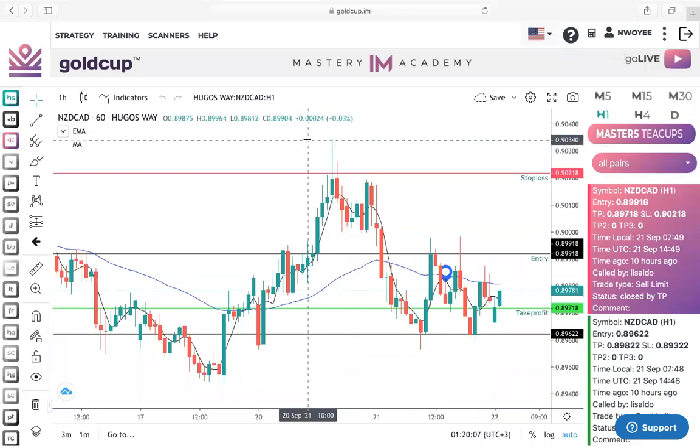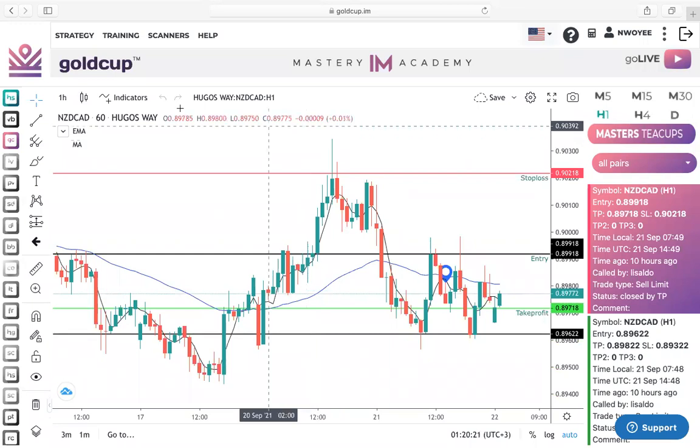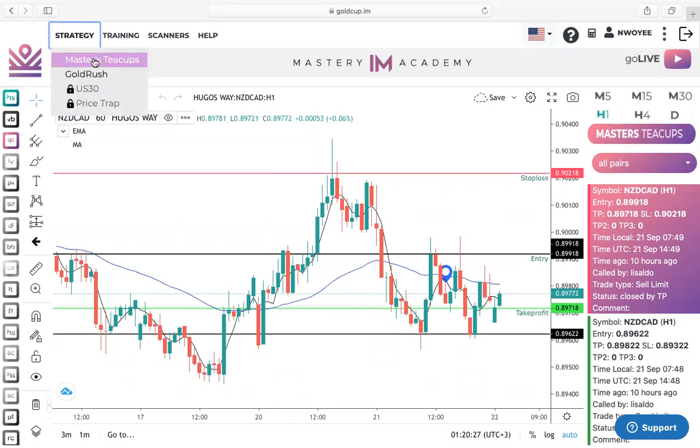It's a Goldcup training. So now the Goldcup scanner, like I said earlier, simplifies your trading. It helps trading be easy, simple, and sweet. When you log into your Goldcup scanner, it should look something like this. Now on the Goldcup scanner, we have 4 different strategies.